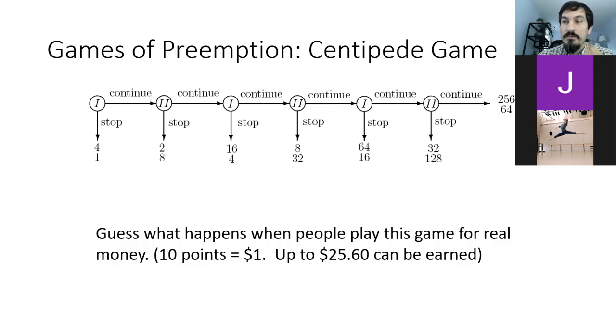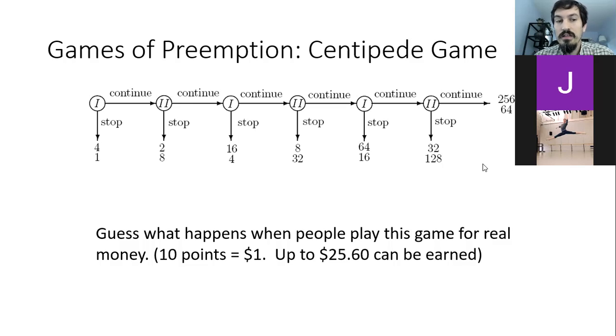Here's the issue though. At every step of the way, the player would rather stop than let it continue if they thought the game was about to stop. That's why it's called a game of preemption. To preempt something is to act before something else is going to happen. I take some preventative or precautionary action to preempt. Oh, you're going to attack me. I'm going to attack you before you attack me. That's preemption, and that's what's built into the Centipede game.